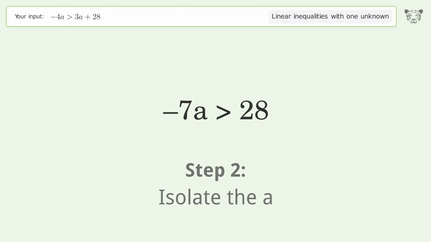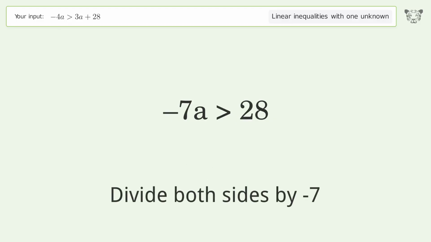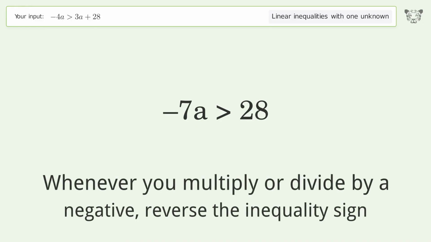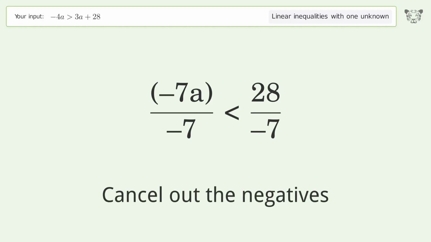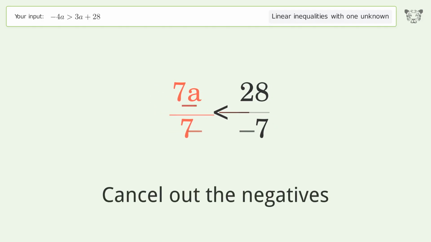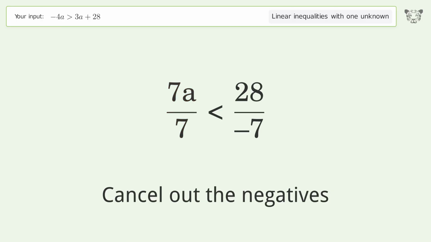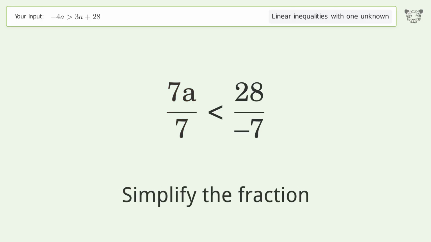Isolate the a. Divide both sides by -7. Whenever you multiply or divide by a negative, reverse the inequality sign. Cancel out the negatives. Simplify the fraction.